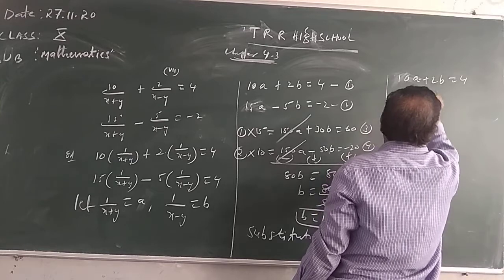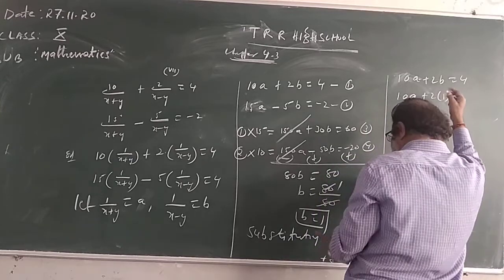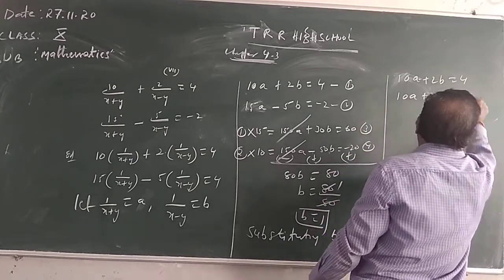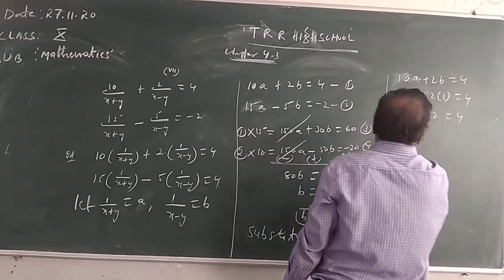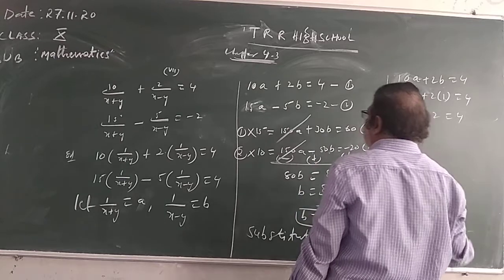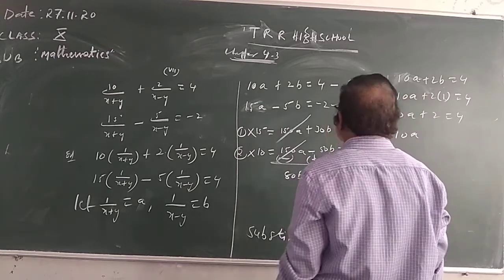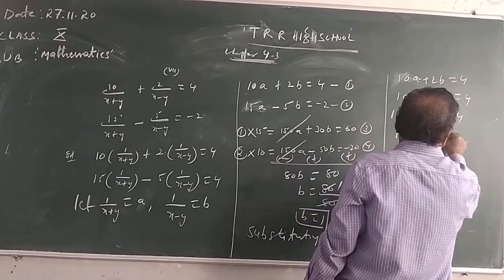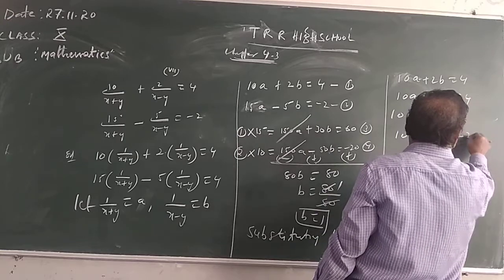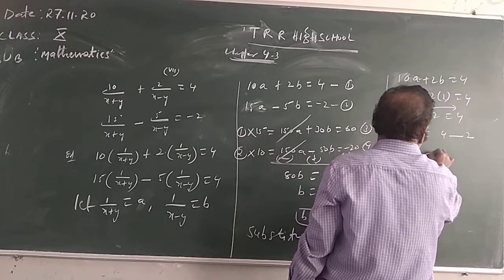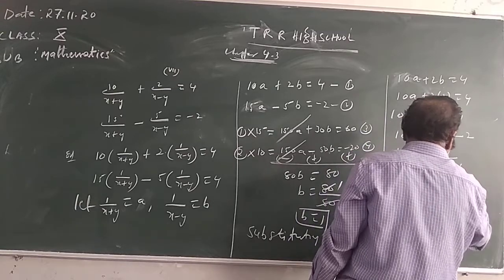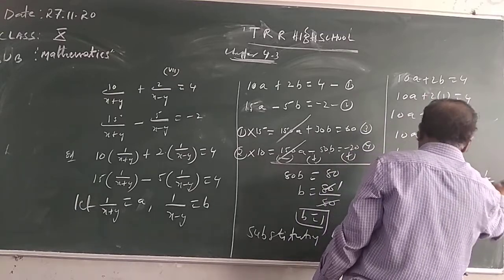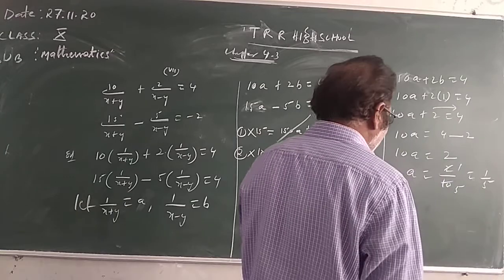10a plus 2 into b value, how much? b equal to 1, so 10a plus 2 into 1 is equal to 4. 10a is equal to 4, plus 2 shifts to the right side and becomes minus 2. 10a is equal to 4 minus 2, which is 2. a is equal to 2 by 10, 2 under 2 is 1 by 5. So a is equal to 1 by 5.